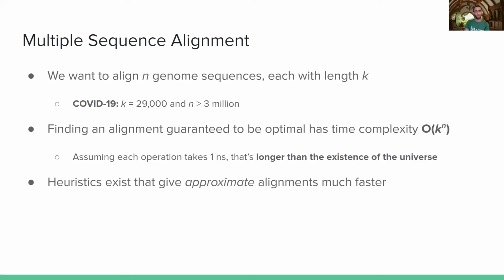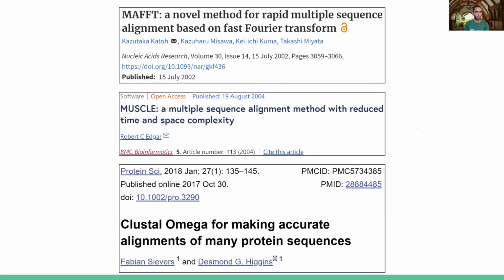So instead, what people have come up with are what are called heuristics. A heuristic is something that's hopefully going to give you an approximate solution. So these heuristics give us approximate multiple sequence alignments, but they're much faster. They're not guaranteed to be optimal, they're not guaranteed to be the very best alignment that you can get, but they generally have pretty good accuracy. And many multiple sequence alignment tools exist. These are 3 popular ones.